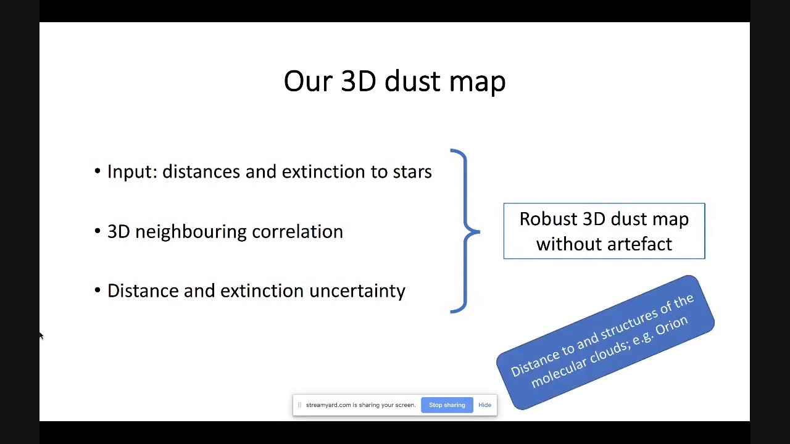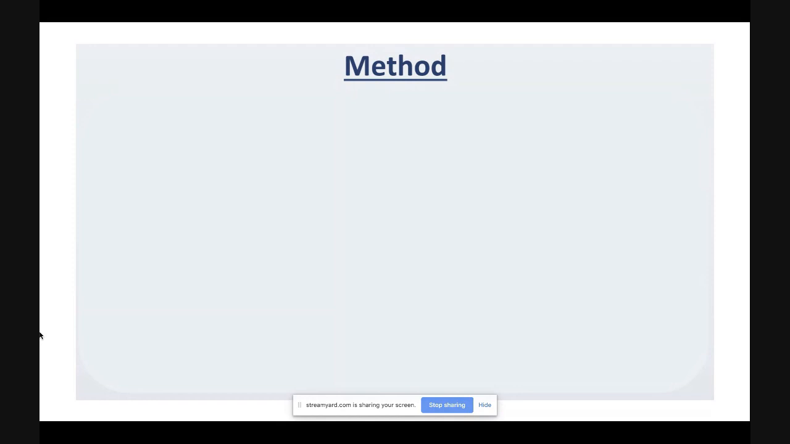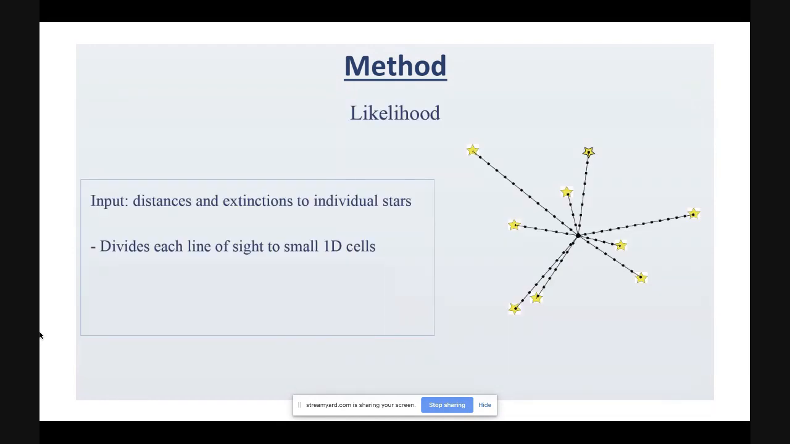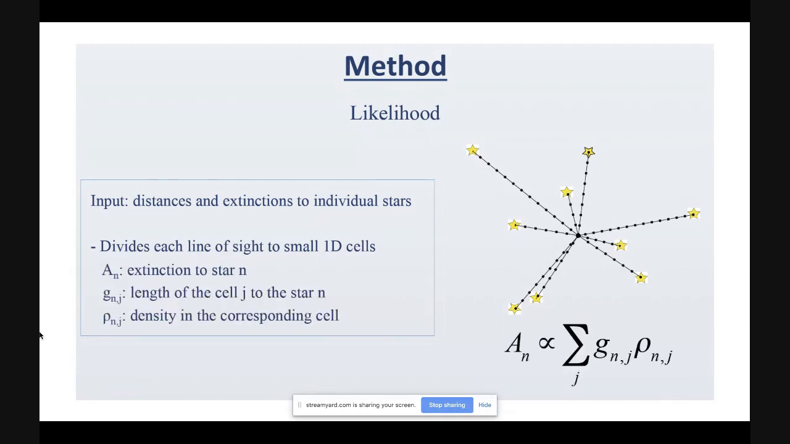Now, with this, we can study the distance and structures of the molecular clouds, and in particular, Orion. Very briefly, how the method works. So we have observations to stars in 3D at different positions. So we have the distance and the extinction, and then we divide the line of sight to stars into small 1D cells, and then we model the observed extinction to be the sum of these dust densities. So G here is the size of the cell, and rho is the corresponding density in each cell.